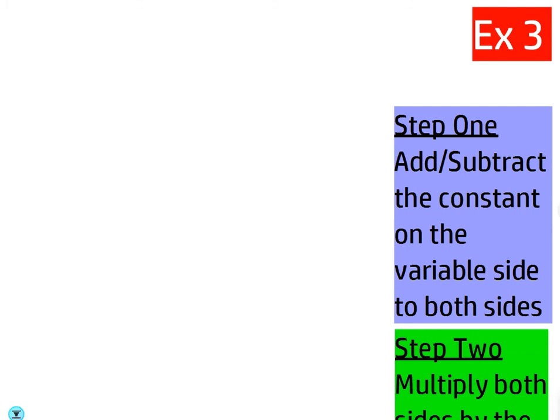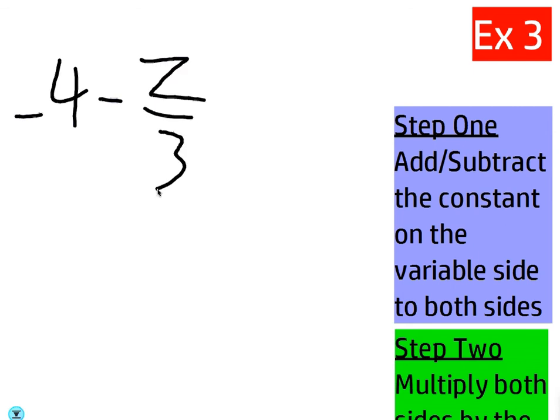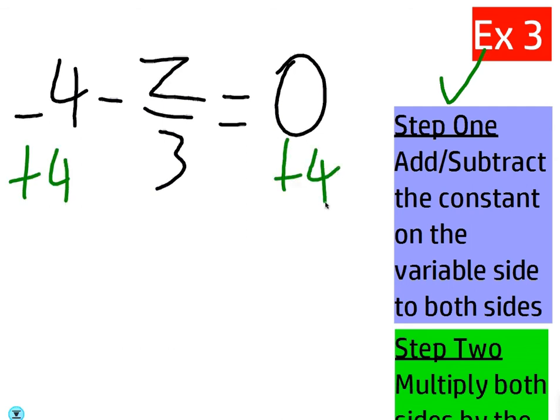All right, one more. Let's do a bunch of negatives. Let's do -4 minus z over 3 is equal to, we haven't done 0 in a while. All right, so what's the first thing you're going to do? Add the constant on the variable side, which is 4 to both sides.